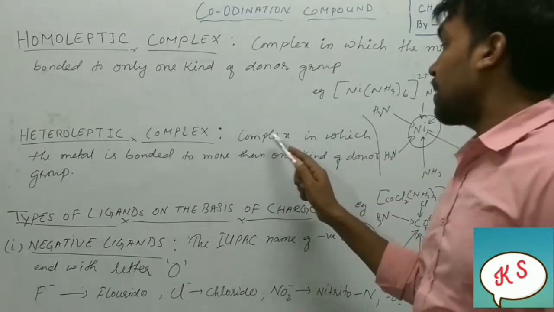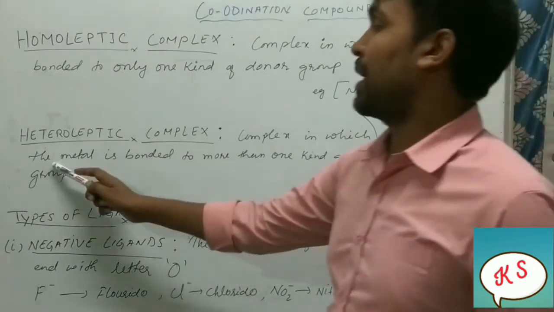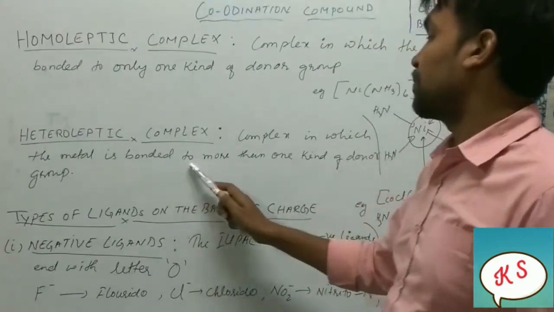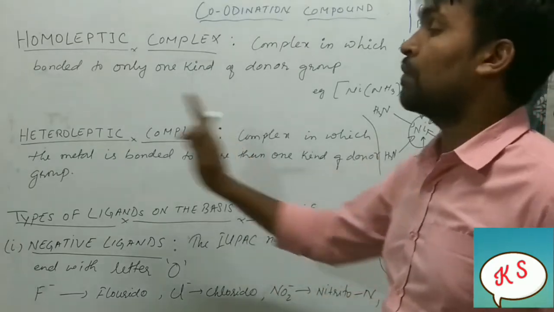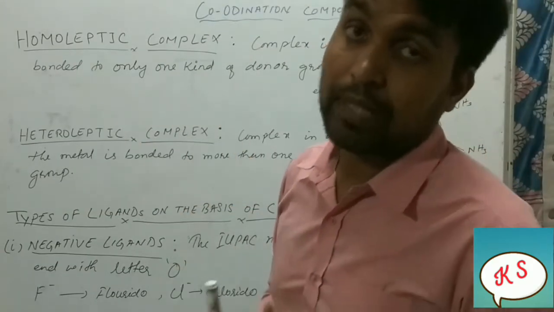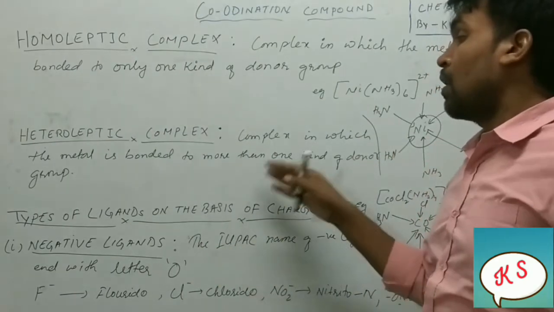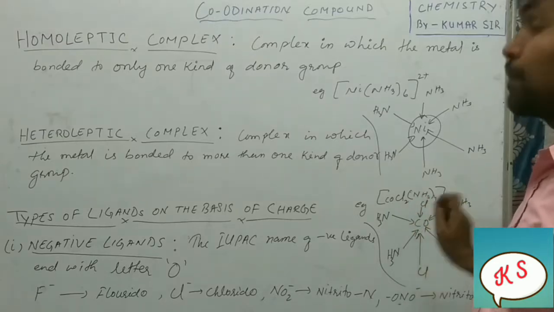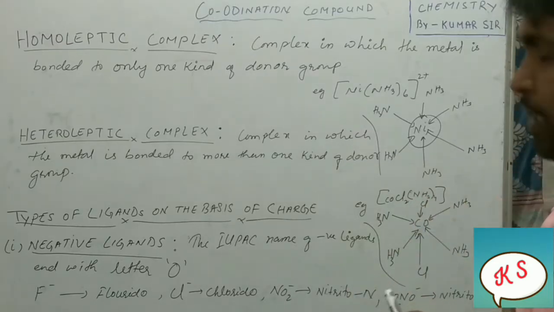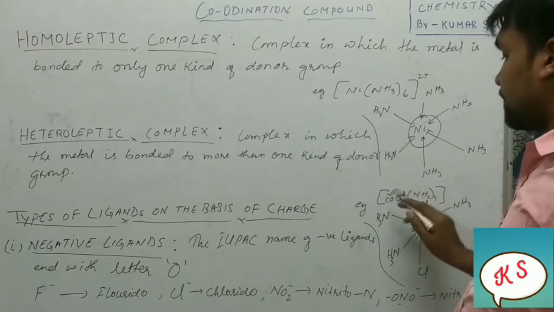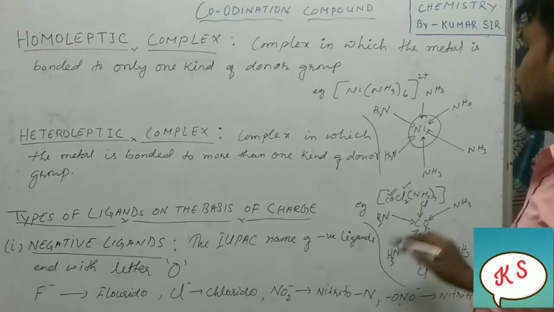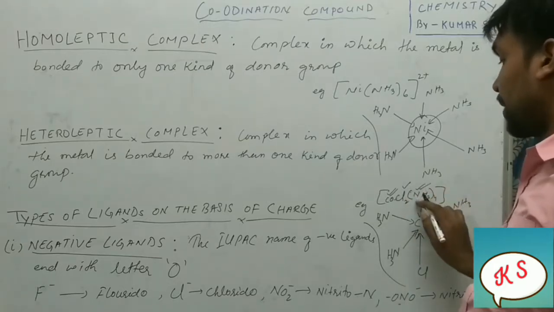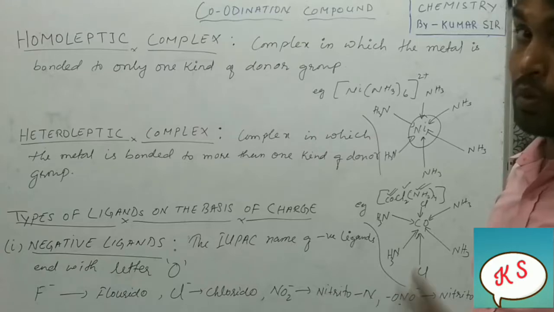So you can see here complexes in which the metal, means the central metal, is bonded to more than one kind of donor group. Example, [Co(Cl)₂(NH₃)₄]. Here it is very clear that the central metal is Co. It is bonded to chlorine, and it is going to bond through chlorine as well as through N. So here the donor atoms are two: chlorine and N.